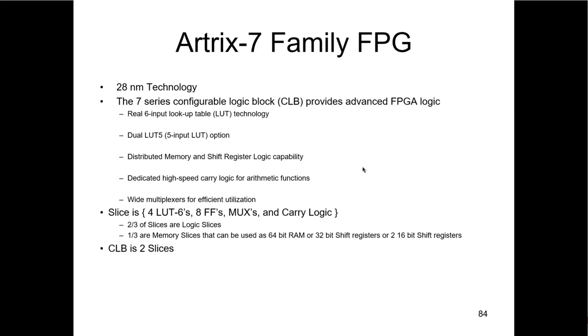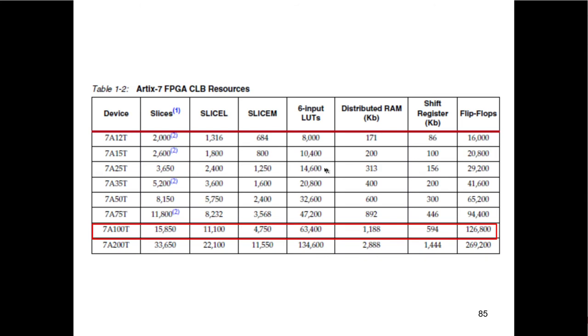So you've got 200 and some thousand of those. Pretty amazing. So here's the Artix 7. Our chip is the 7A100T, and it has 15,000 slices, and some of the slices are logic slices, and some are memory slices. So there's 11,000 logic slices and 4,700 memory slices. So we have 126,000 flip-flops, 594 kilobytes of shift register, we have almost 1.2 megabytes of distributed RAM.